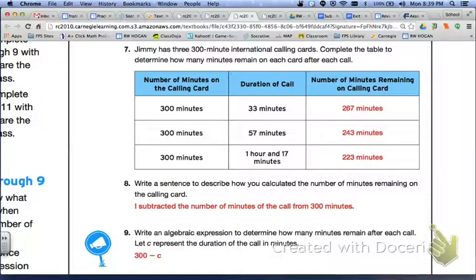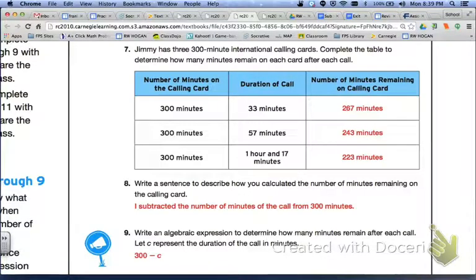Here is what your table should look like for number 7. If the duration of the call is 33 minutes, then the number of minutes remaining on the calling card would be 267. A 57-minute call, 243 minutes would be left, and if the call was 1 hour and 17 minutes, we would have 223 minutes remaining on the calling card.